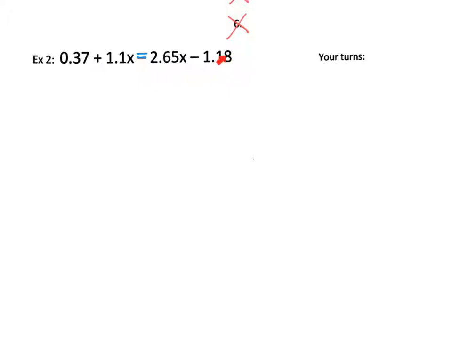By the way, I'm saying all these numbers wrong. I apologize. I should be reading it by place value. That's going to help you, I think, with some of these problems. And so I should be saying 37 hundredths plus 1 and 1/10 x equals 2 and 65 hundredths x minus 1 and 18 hundredths. So if you look at place value, that could actually tell us what we need to multiply by. So let's look at where our decimal points are.